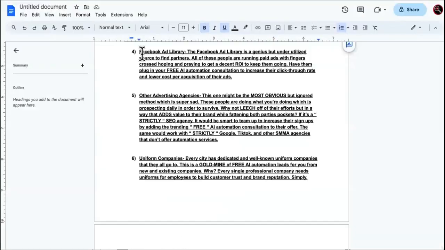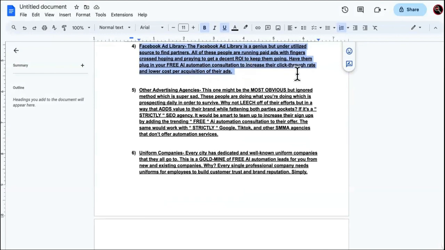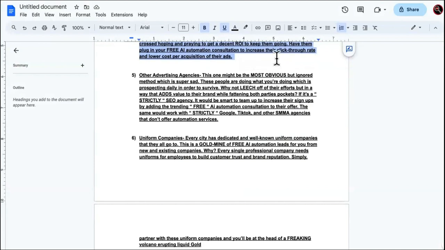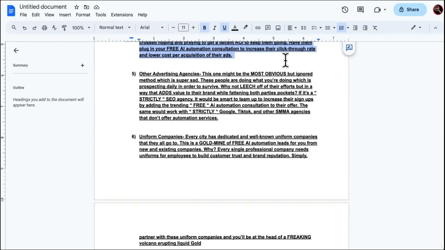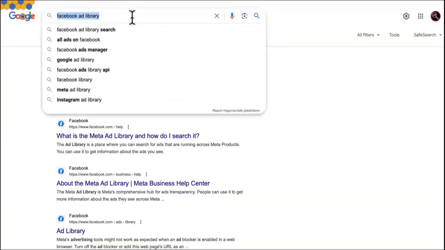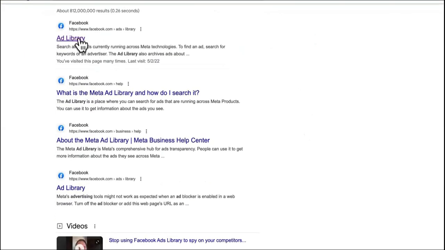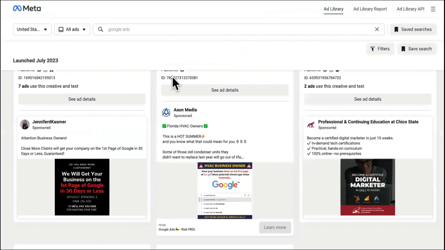So now the next one is the Facebook ad library. Super genius, guys. The Facebook ad library is a genius but underutilized source to find partners. All of these people are running paid ads and fingers crossed, hoping and praying to get a decent ROI to keep them going. Have them plug in their free AI automation consultation to increase their click-through rate and lower cost per acquisition on their ads. So you can simply Google Facebook ad library and you click right here, and it'll bring you right here, and you can type in any niche right here, and it will show you the ads that are popping up.